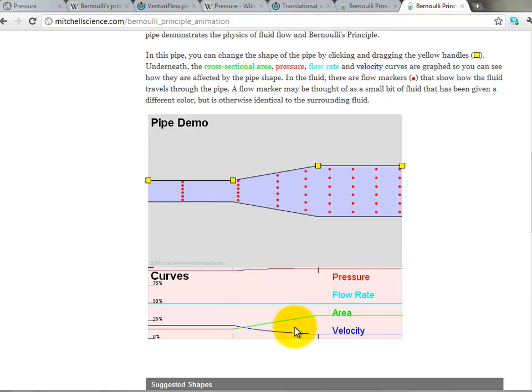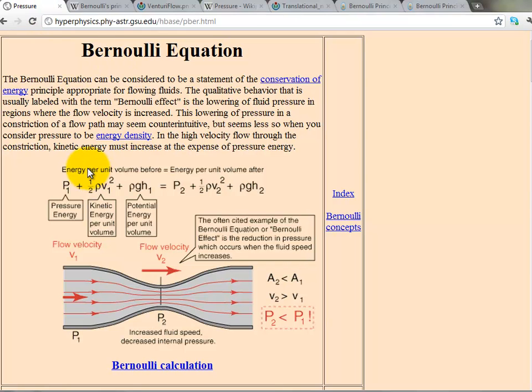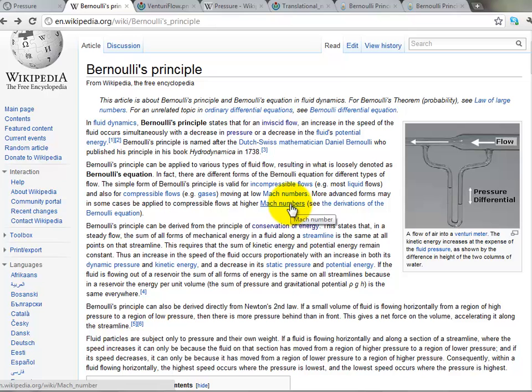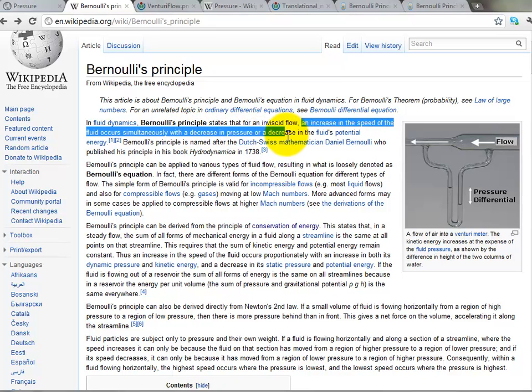But in order to get these results we need to look at the equation used. This is Bernoulli's equation, which is basically a statement of the conservation of energy. It says that for an inviscid flow, which means a flow without viscosity, an increase in the speed of the fluid results in a decrease in pressure of the fluid.